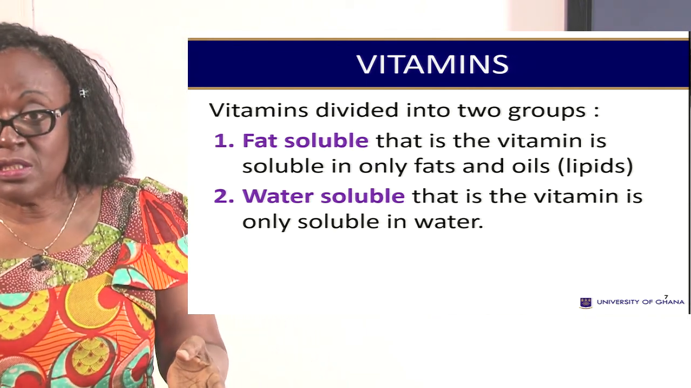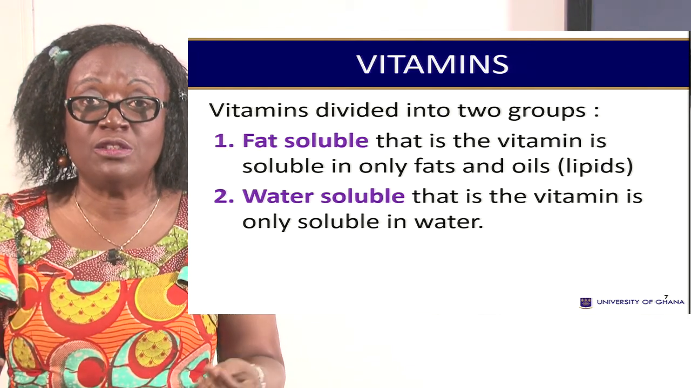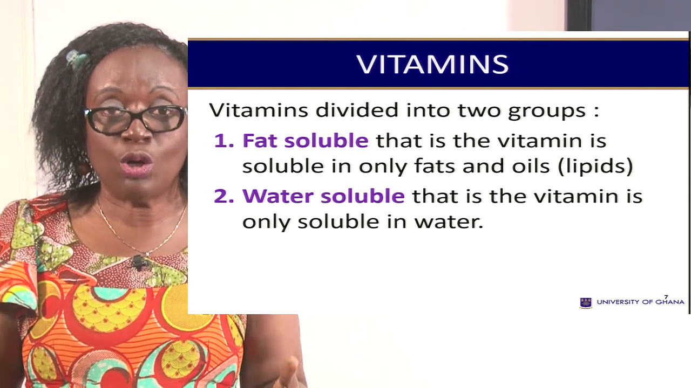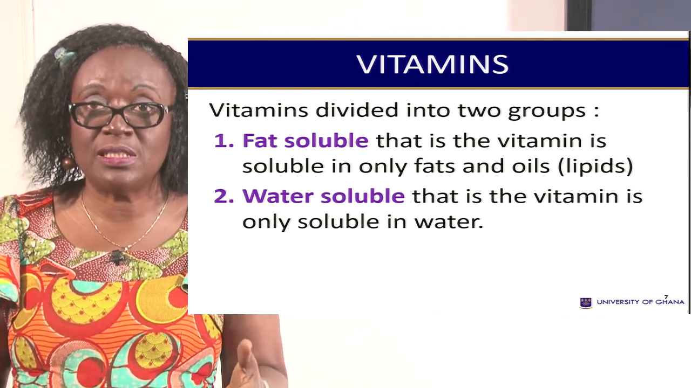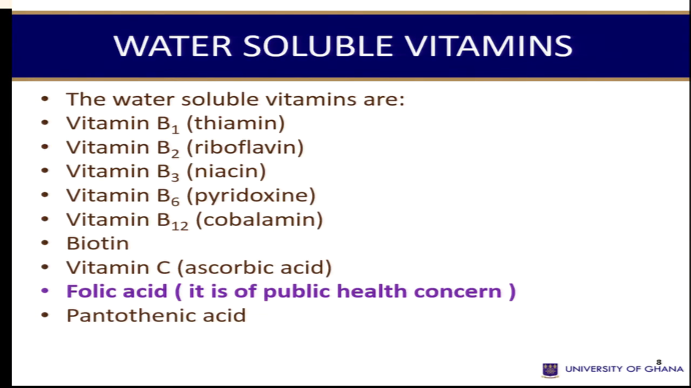Fat-soluble vitamins, because we store fat, are stored in the fat tissues. So when we have an excess of the fat-soluble vitamins, we store them, and that can lead to toxicity in the body. So these are the two major differences between the fat-soluble and the water-soluble.